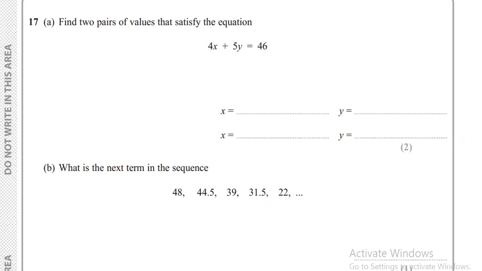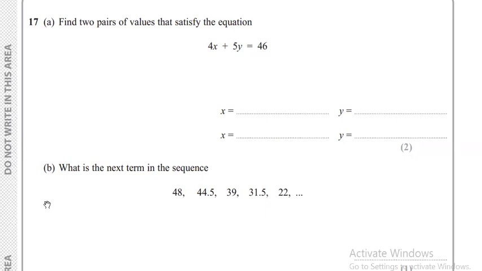In this video, we're going to talk about the Year 9 Achievement Test, June 2023. Section B, Question 17 A: find two pairs of values that satisfy the equation 4x plus 5y equals 46. This means any two numbers, x and y, that give me the right answer, which is 46. This means I can give x any number I want and then rearrange it to find y.